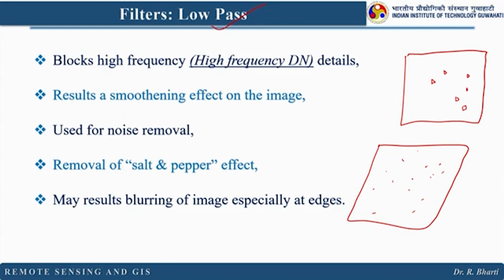But again, we can overcome this problem by using the original image DN values in the boundary pixels, and there are different methods which we have already covered.